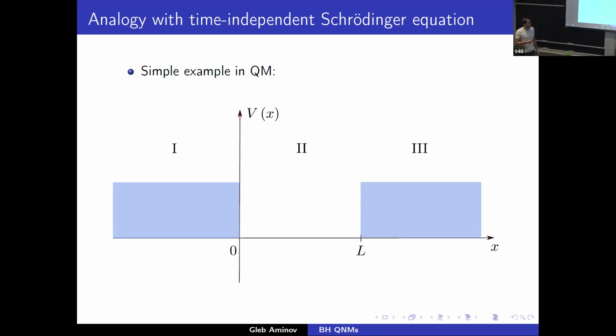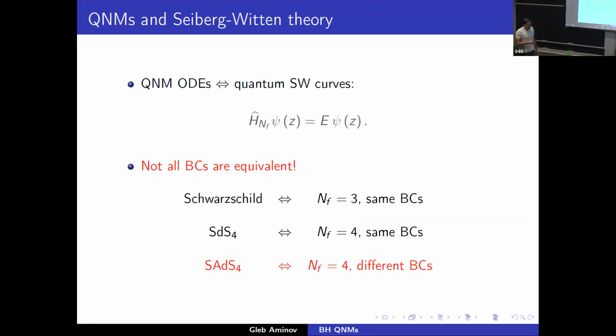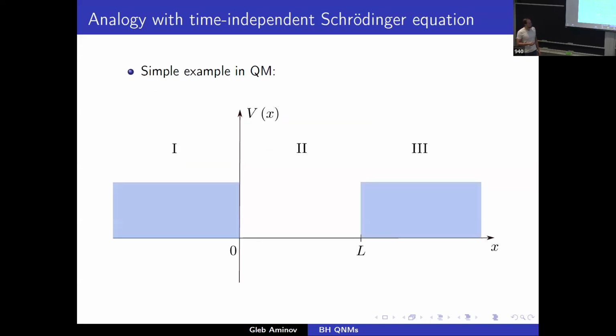So that's a good simple example of what we're going to do. First approach is quantum mechanics. When you have a small well, you're always guaranteed to have a quasi-normal mode. Well, I'm not saying our potentials are going to be wells. They're not wells. It's just an example.